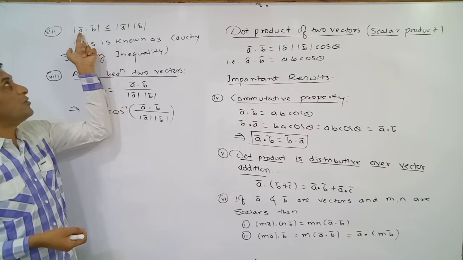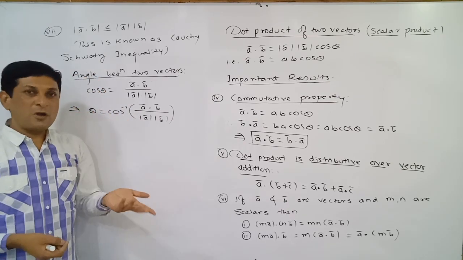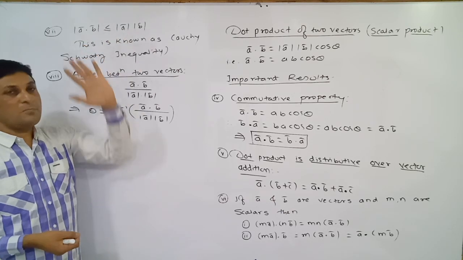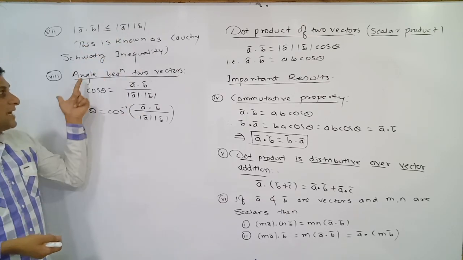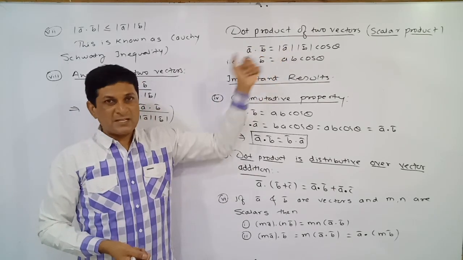So the value of the dot product is equal to the product of magnitudes if the vectors are collinear. If they are non-collinear, then the value of the dot product is less than the product of magnitudes. And the angle between two vectors: again, this formula we are also getting by applying the same definition.